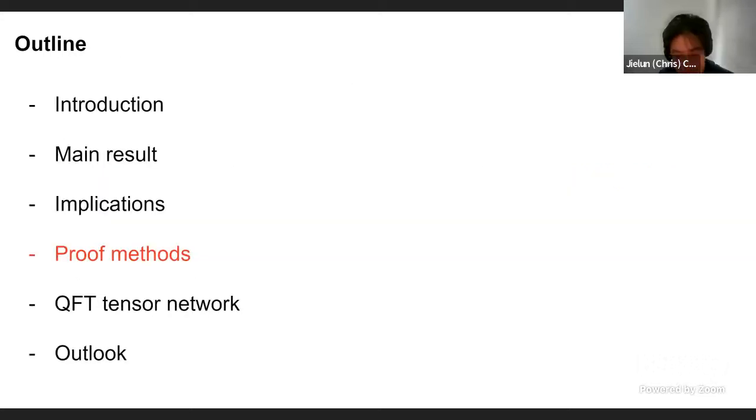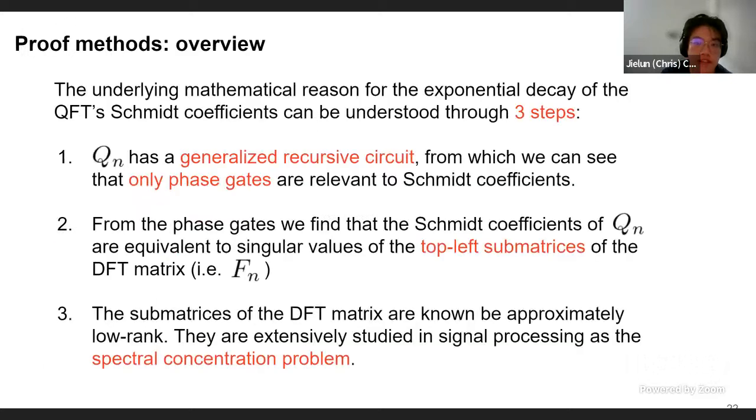Okay, so then I will dive into some of the methods I use to rigorously prove the decay of the Schmidt coefficient and some intuitive explanations of this result. So the underlying mathematical reason for the exponential decay of the QFT Schmidt coefficient can be understood through 3 steps. So firstly, it turns out this recursive circuit of Qn has a generalized recursive circuit, from which we can actually see that only phase gates are relevant to Schmidt coefficients.